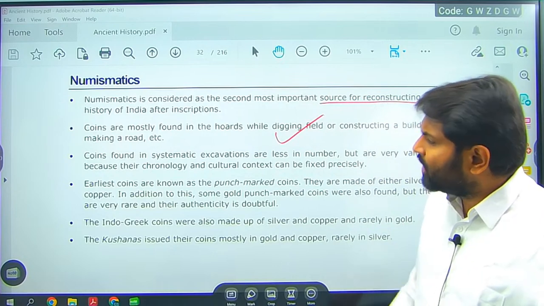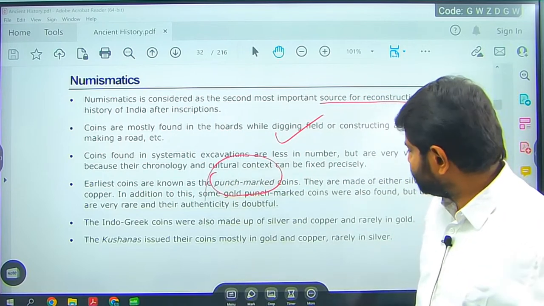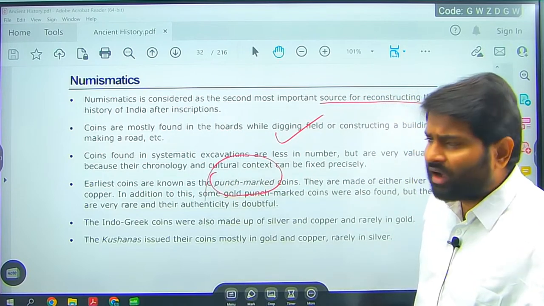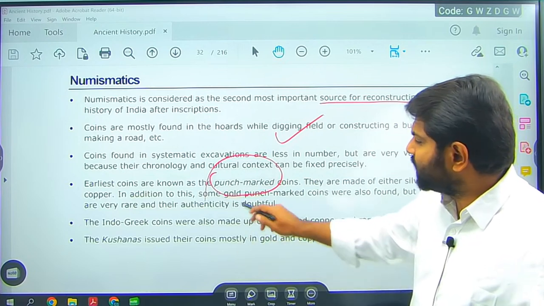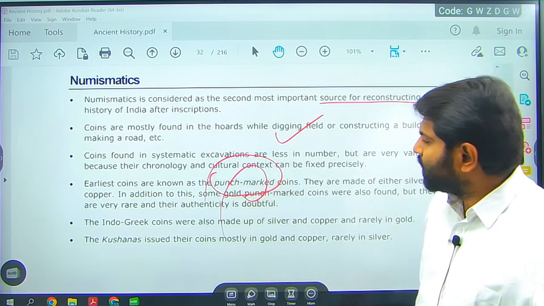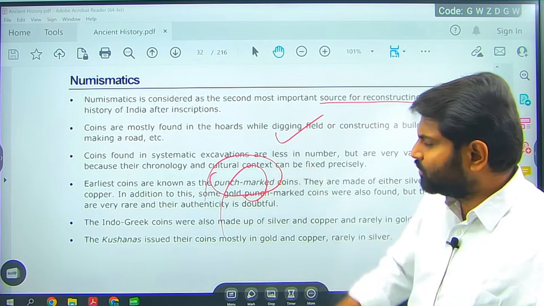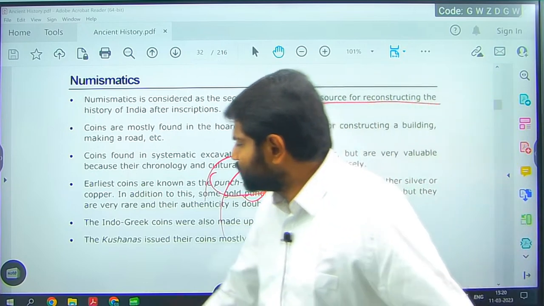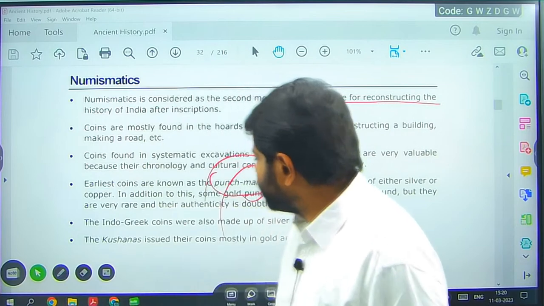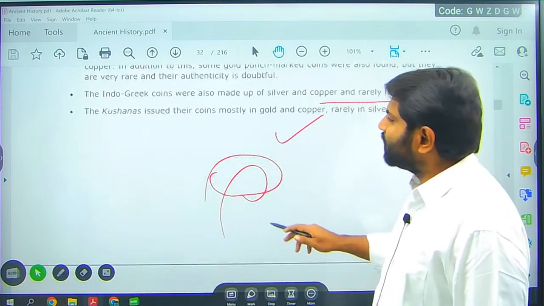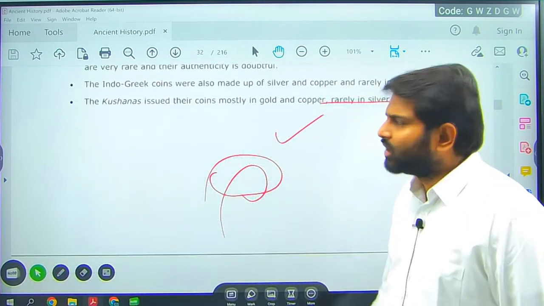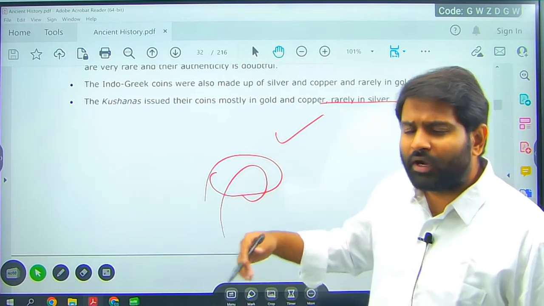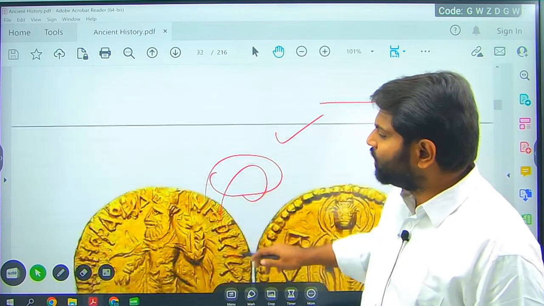Earlier coins were punch-marked coins. They were made of either silver or copper. In addition, some gold punch-marked coins were also available. Most of you have heard about the Kushanas during that period. Indo-Greek coins were made of silver, copper, and rarely gold. Kushanas issued their coins mostly in gold and copper. Indo-Greeks and Kushanas are the people who were dependent on coinage.